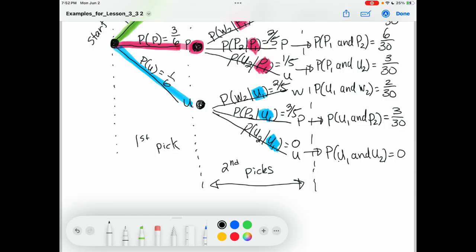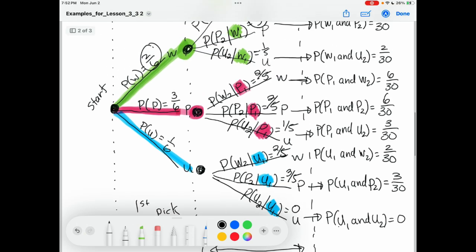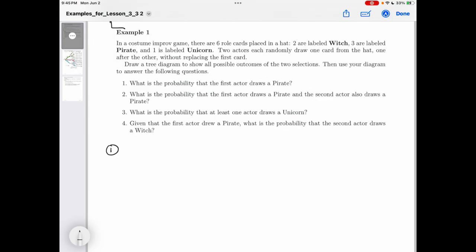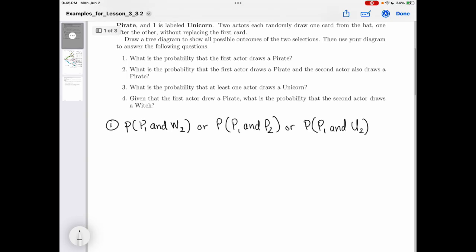All right, now let's use our probability tree diagram to answer the probability questions above. Question 1 says, what is the probability that the first actor draws a pirate? So we're looking for any of the outcomes in which a pirate was drawn first. So we're looking for the probability of a pirate first and a witch the second time, or the probability of getting a pirate the first time and the second time, or the probability of getting a pirate the first time and a unicorn the second time.